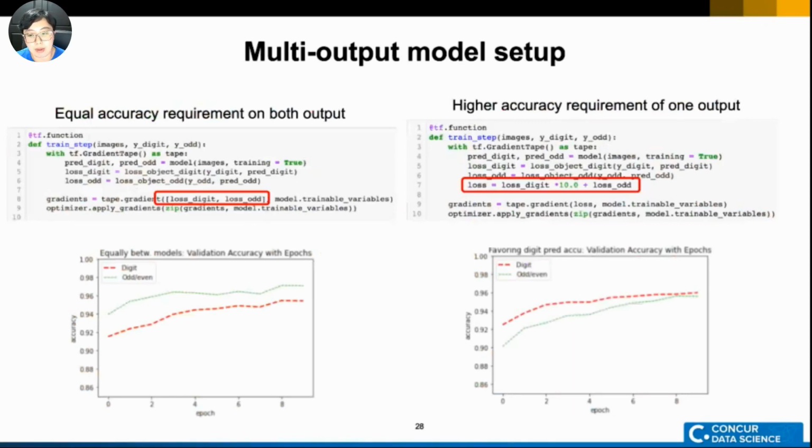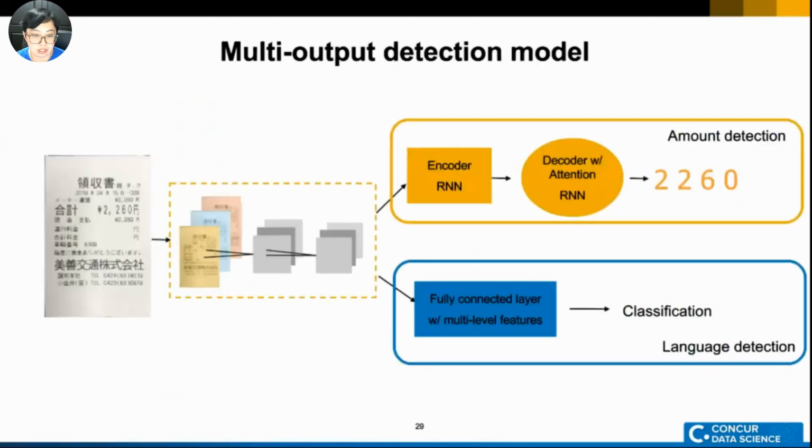However, in some cases, we might care about the accuracy of one specific output more than the other. In this case, we can use a weighted addition for the custom loss, and you would put more weight on the output whose accuracy you care more about. In this case, it's digit prediction.